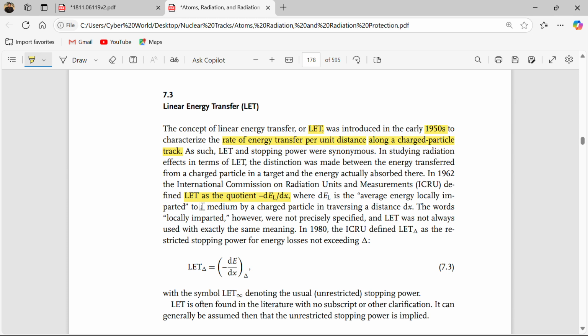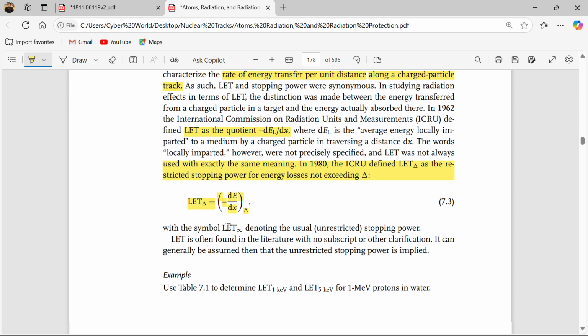Okay, the ICRU defined LET as the restricted stopping power for energy loss not exceeding delta. So the formula for LET delta is the same as the restricted stopping power for energy loss not exceeding delta. Delta is the change, the value must not be exceeded, and the formula of LET remains the same, which is minus dE by dx, which you can find by this formula.